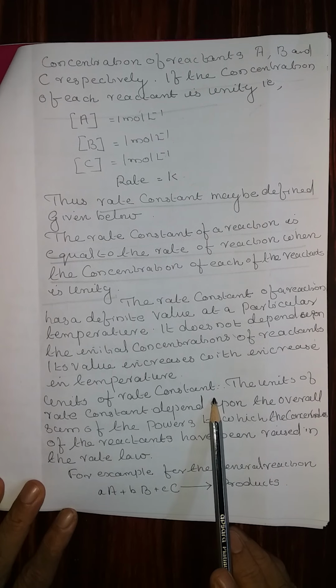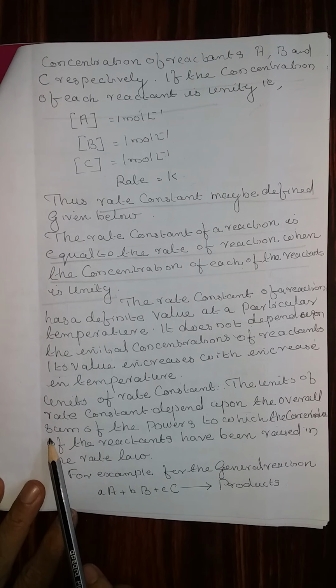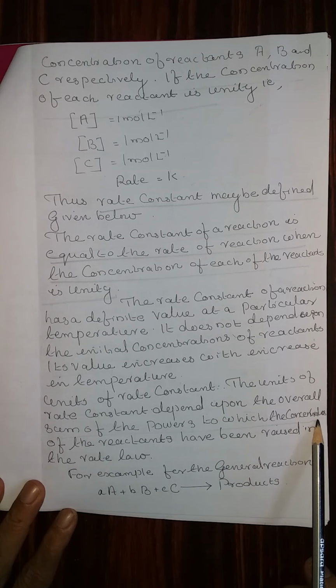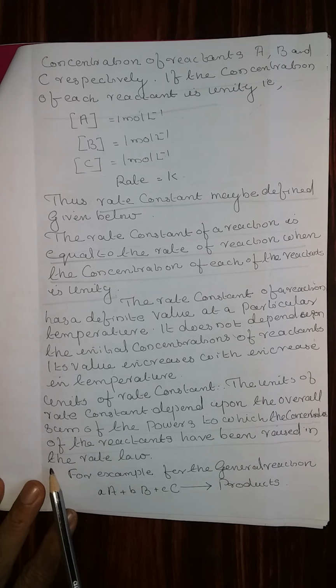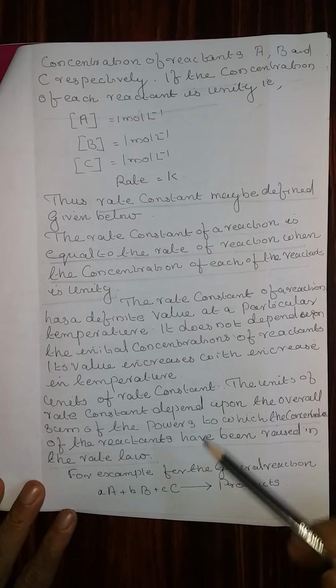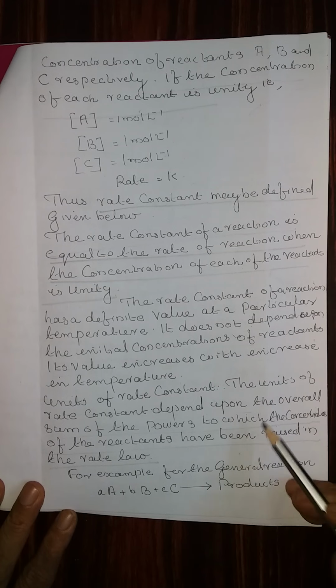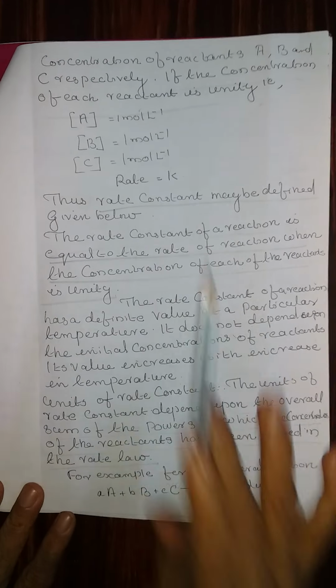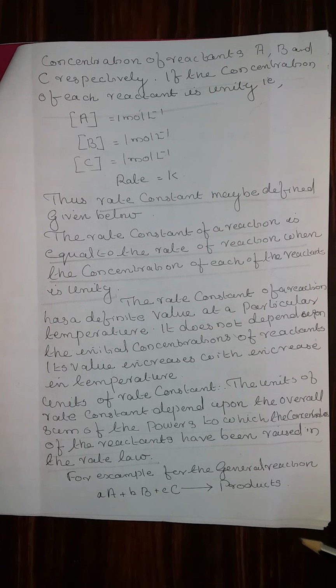Units of rate constant. The unit of rate constant depends upon the overall sum of the powers to which the concentrations of the reactants have been raised in the rate law. Therefore, we have to find out how you are arriving at the unit of the rate constant. Let us take an example and we will derive a small equation.